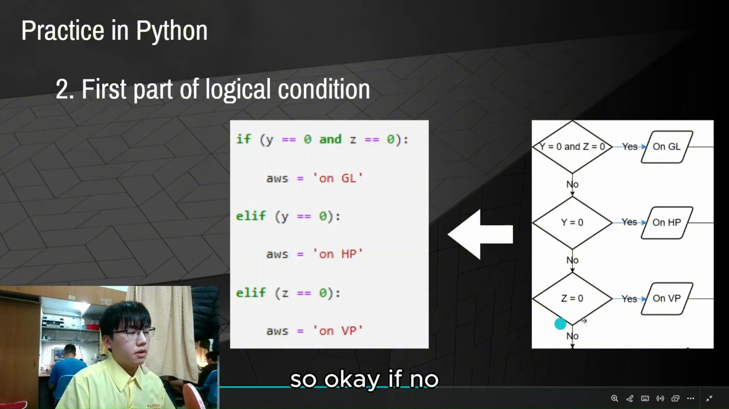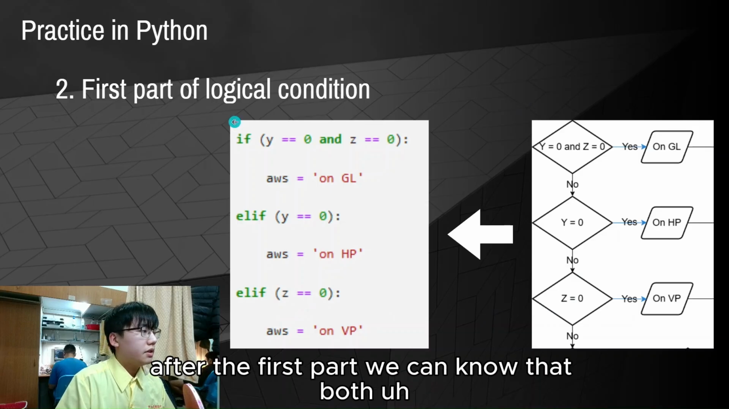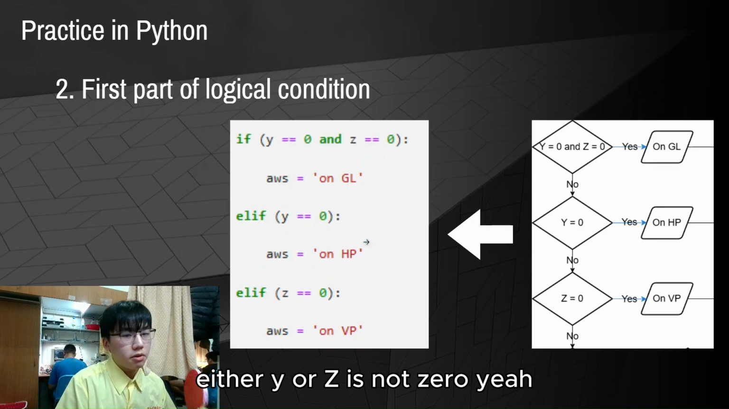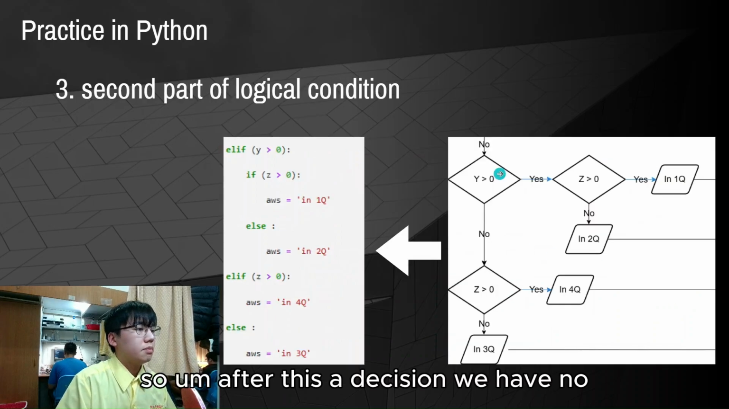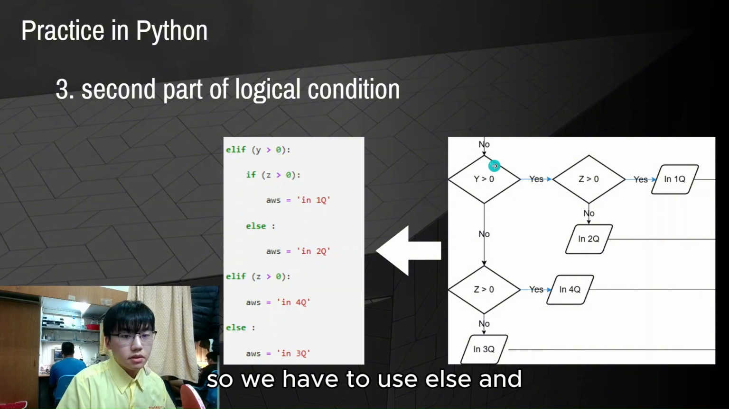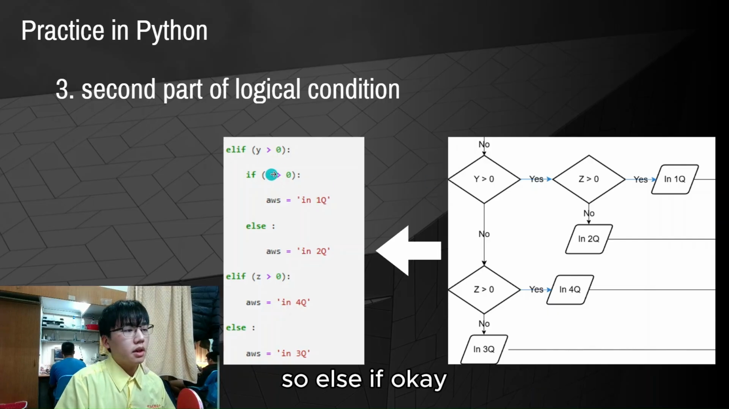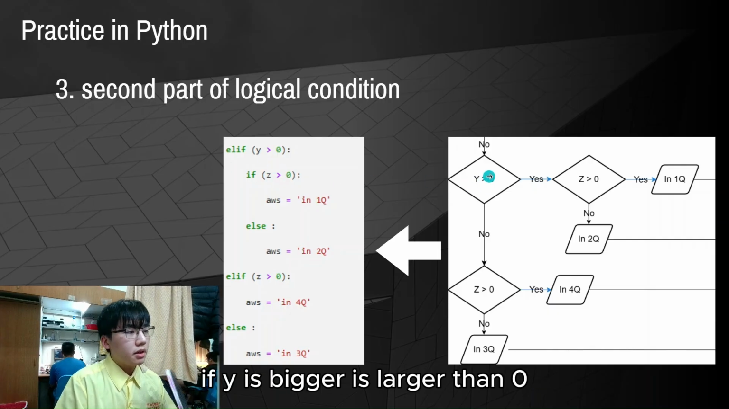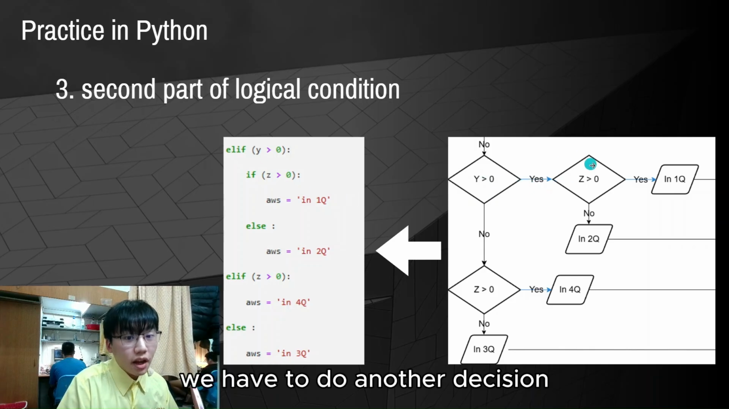Okay, so if z doesn't equal 0, after the first part we know that either y or z is not 0. Yeah, none of them are 0. Okay, so after this decision, we have no, so we have to use else, but else goes into another decision, so else if. Okay, if y is larger than 0, if yes, we have to do another decision.